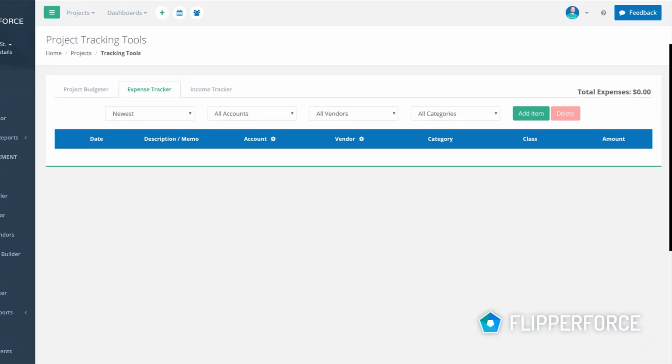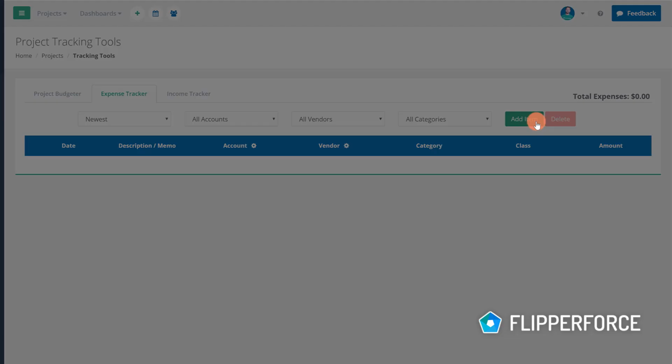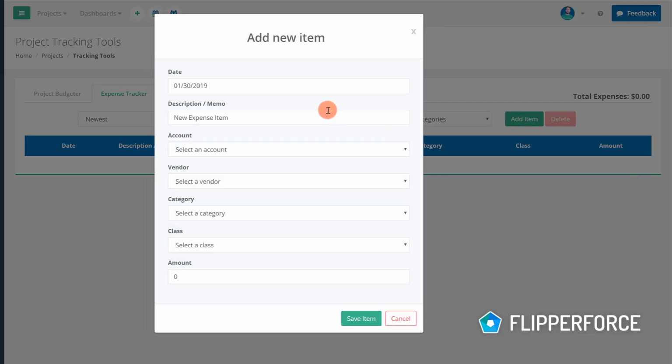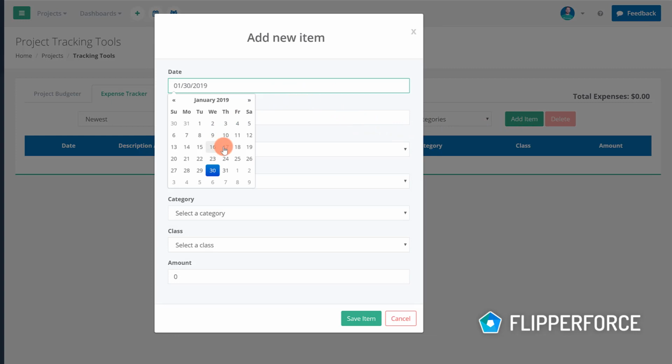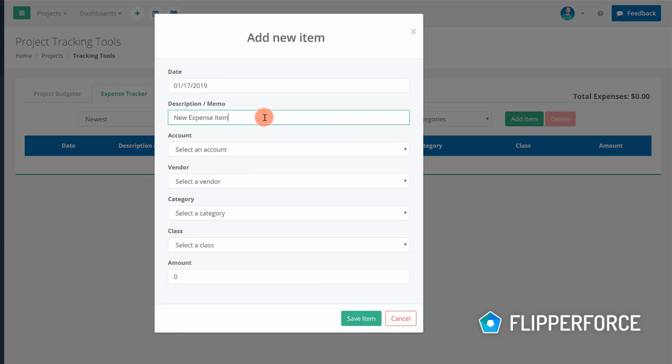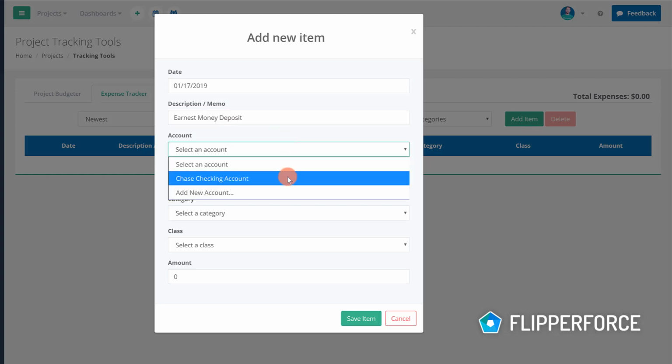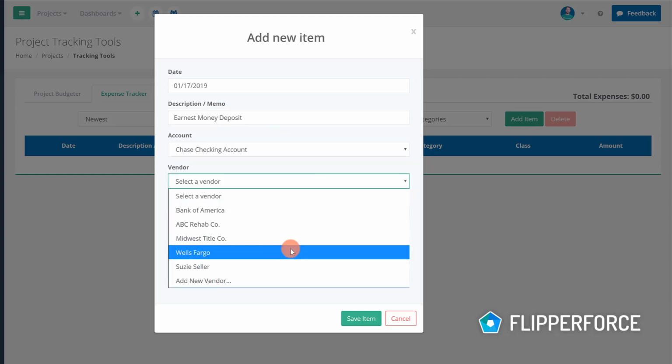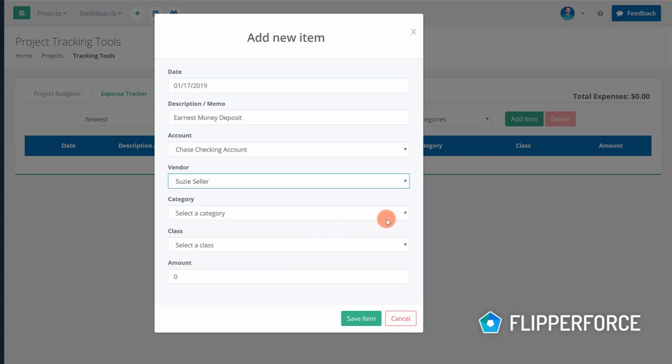So let's put the $1,000 earnest money deposit into the expense tracker as an example. First, we're going to write the description of the earnest money deposit. And then we're going to select the bank account that the check was written out of, and then select the vendor who the check was made to, which will likely be the seller of the property.